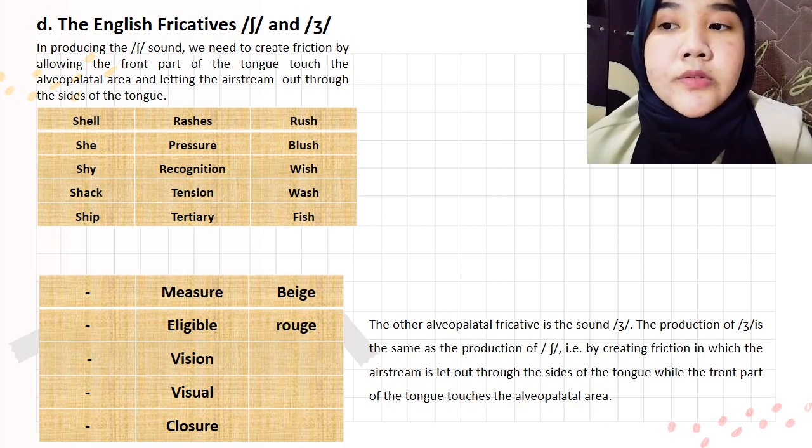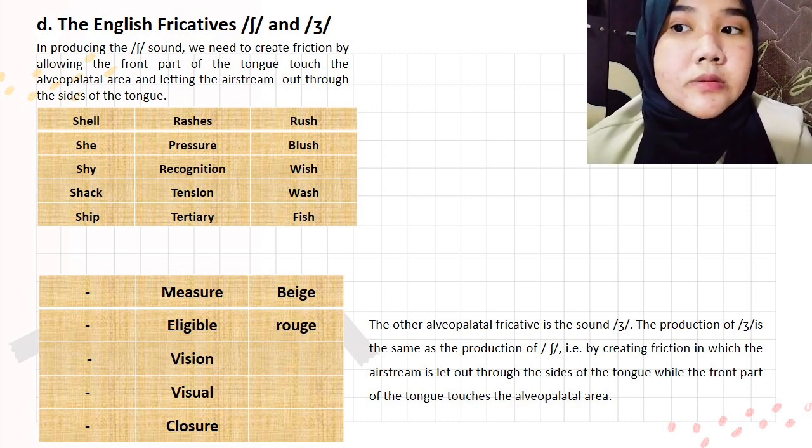In the middle of a word: major, eligible, vision, visual, closure. And then at the end of the word: beige, road.